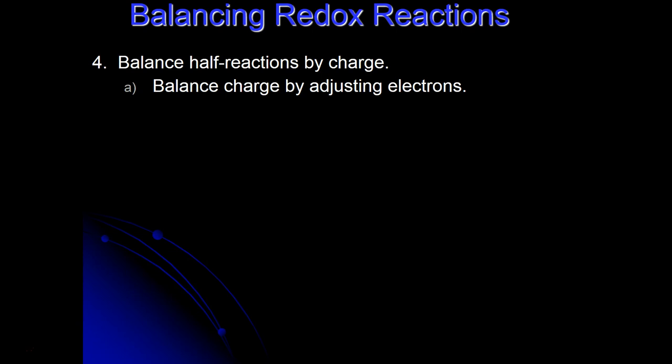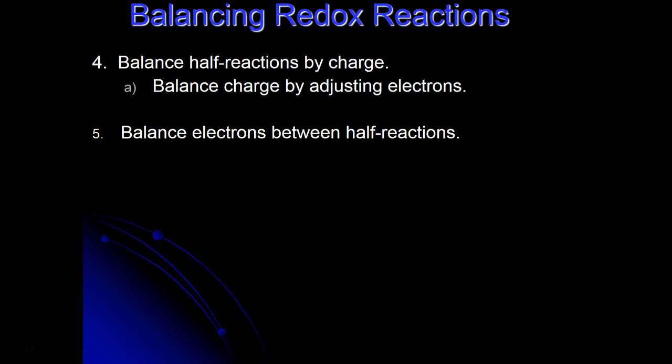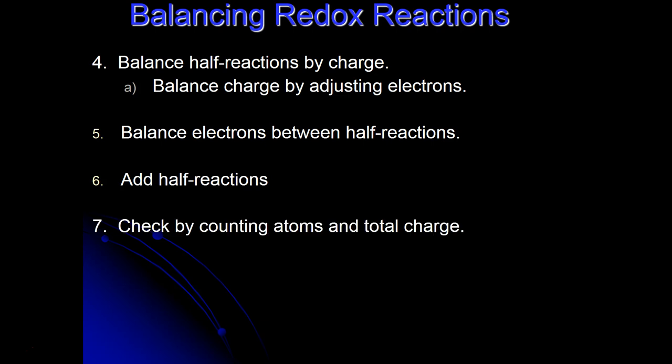Then you want to balance the half reactions by charge, and you do this by adjusting the electrons. You want to balance the electrons between the half reactions. You want to add the half reactions and check that those actually cancel. And what do I mean by cancel? Well, the electrons should cancel from left to right of the equation. And you can make sure that you've got the same number of atoms of a particular type on one side versus the other. Then you want to make sure that all your charges make sense. If you've done your half reaction work correctly, number 7 is a piece of cake.